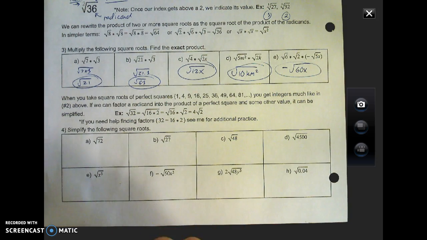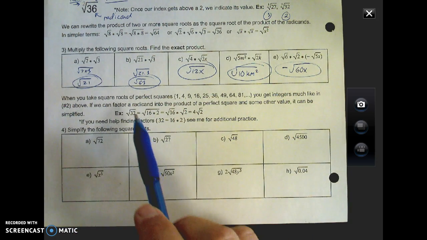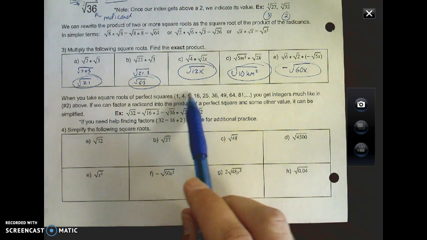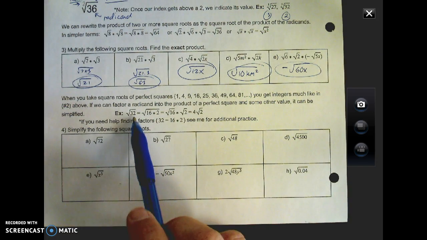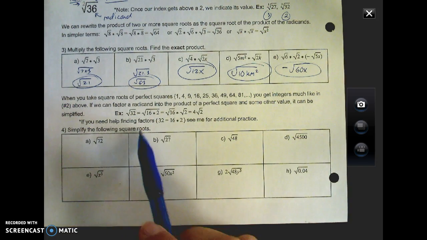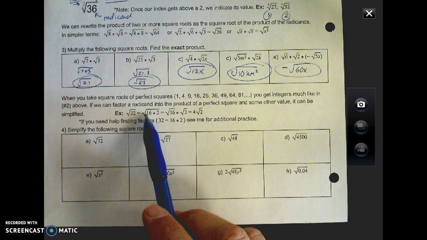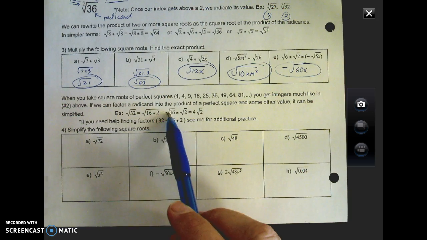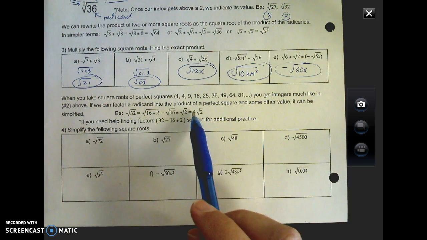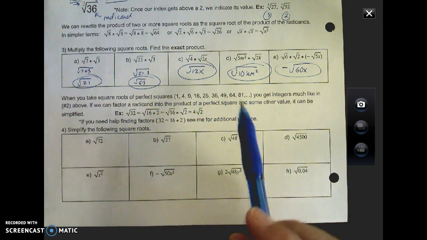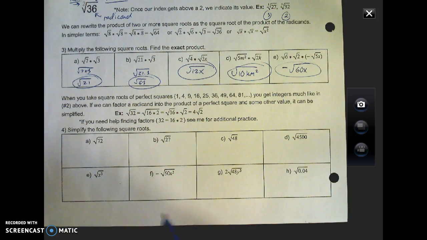If we can factor our radicand into the product of a perfect square and some other value, it can be simplified. So our goal here, for all of these problems, is looking for perfect squares, some of these numbers that can go into the problem. So here's my example. Square root of 32 equals square root of 16 times 2. So I can break it up. Well, you guys know that square root of 16 is really just 4. So now I have 4 root 2. Okay? So what we're doing is just simplifying things down.